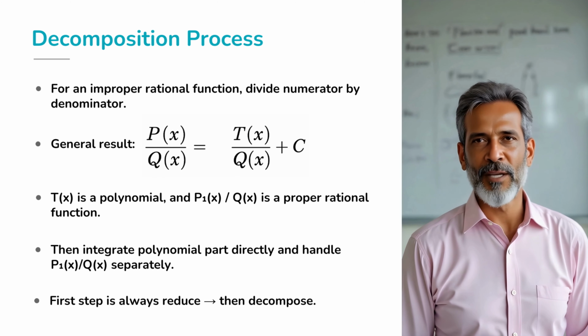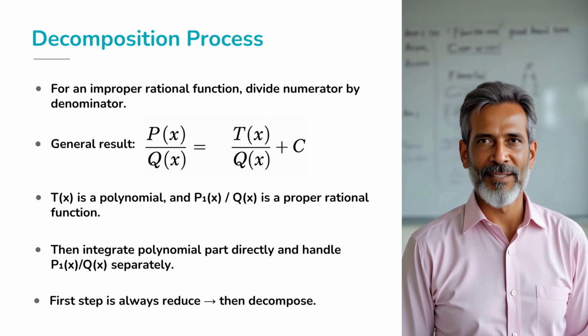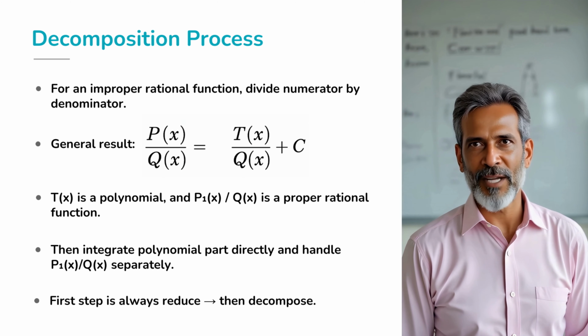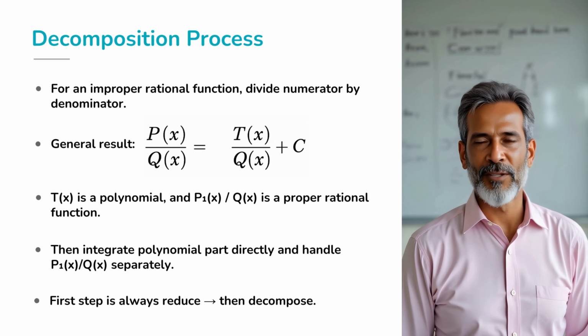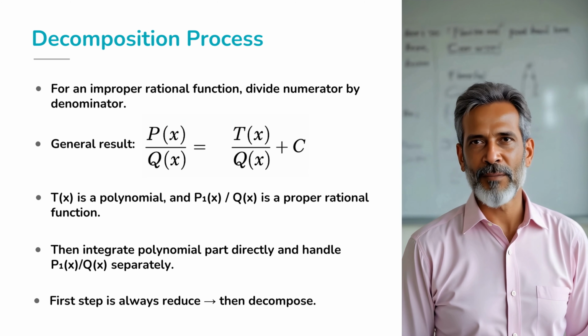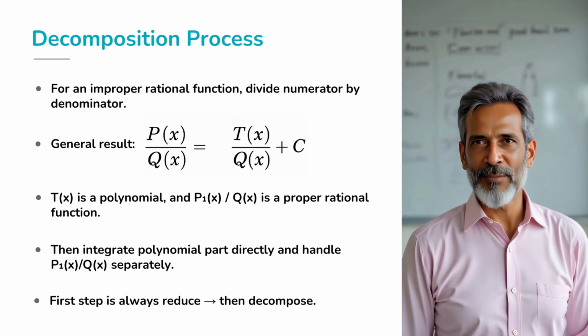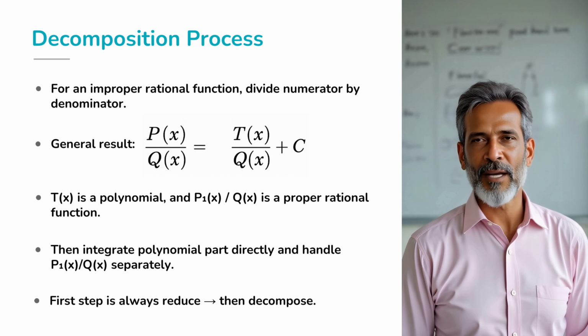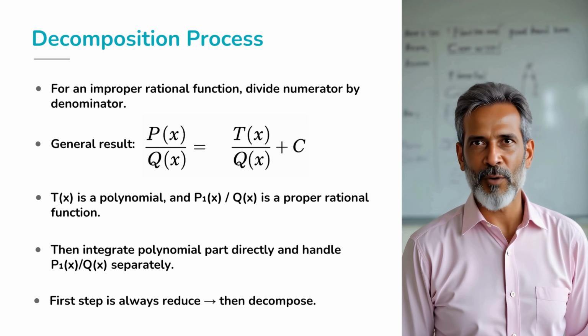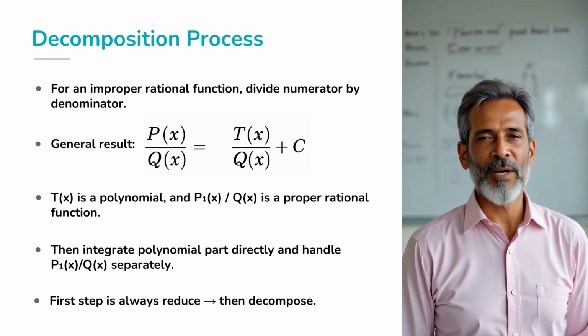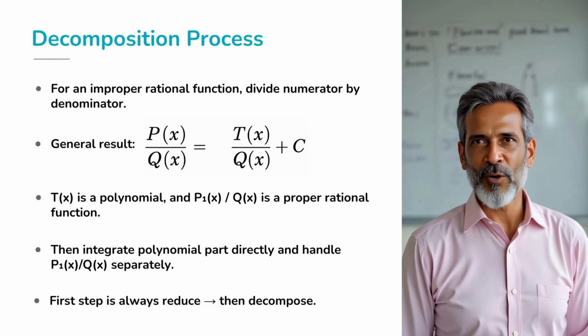So how do we reduce an improper rational function? It's simple. We divide the numerator by the denominator, just like we did in school with ordinary numbers. The result looks like this. P of x over q of x equals t of x plus p1 of x over q of x. Here, t of x is a polynomial, and p1 of x over q of x is now a proper rational function. Once we've done this step, the problem is much easier. We can integrate t of x directly and then focus only on the proper rational part, p1 over q.